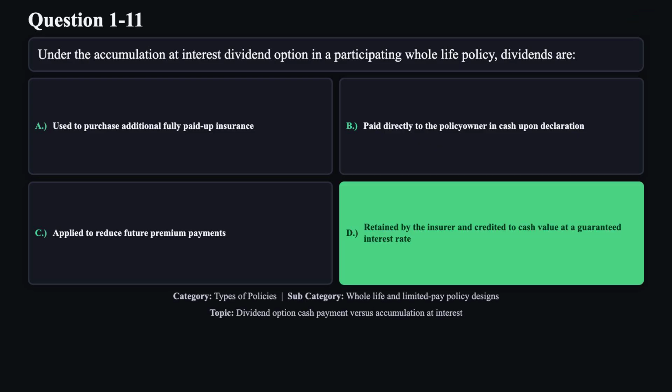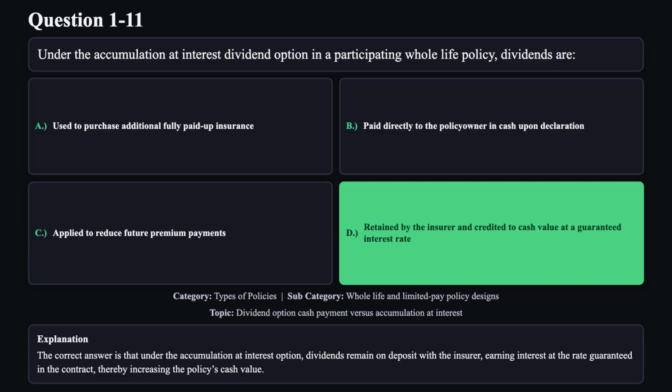The correct answer is D. The correct answer is that under the accumulation at interest option, dividends remain on deposit with the insurer, earning interest at the rate guaranteed in the contract, thereby increasing the policy's cash value.